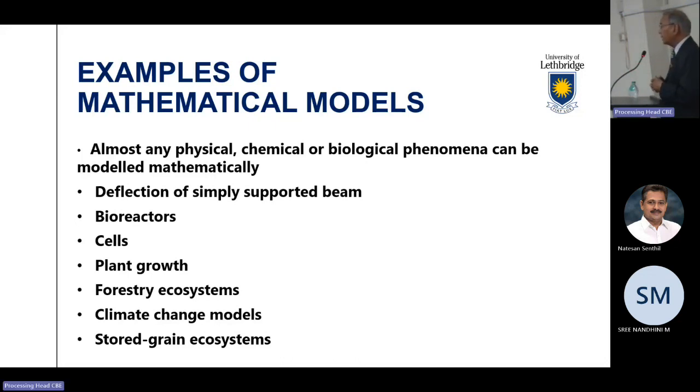There are mathematical models for bioreactors, and those mathematical models are used for predicting what would happen when you change the parameters of the processing of a biomaterial. And then when you change the parameter, what would be the effect on the yield? So to be able to predict the yield from the bioreactors.